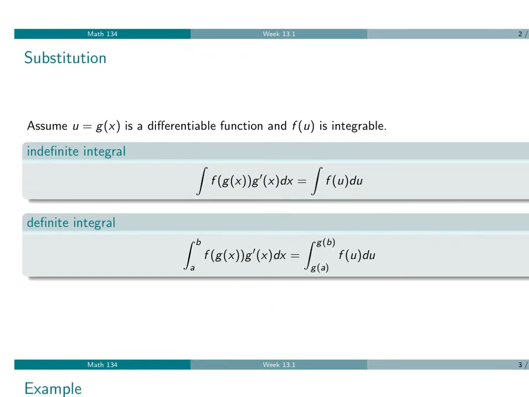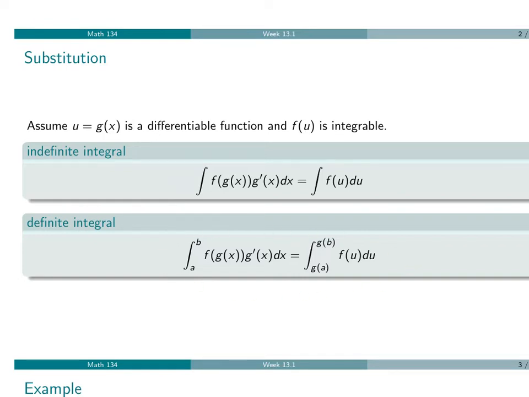Okay, so how does substitution work with definite integrals? With the indefinite integral, we would look at the integrand, and we would try to find a situation where our u, in this case g of x, has its derivative also appearing in the integrand. Now, the same concept applies for the definite integral.